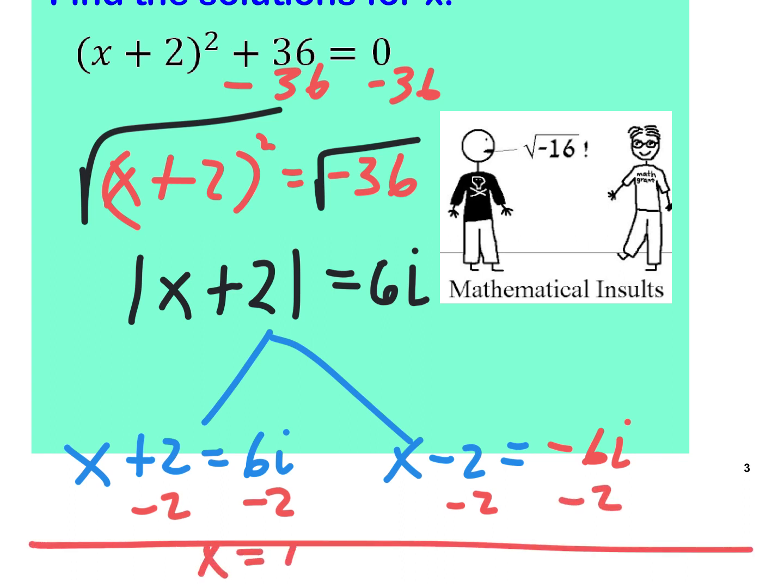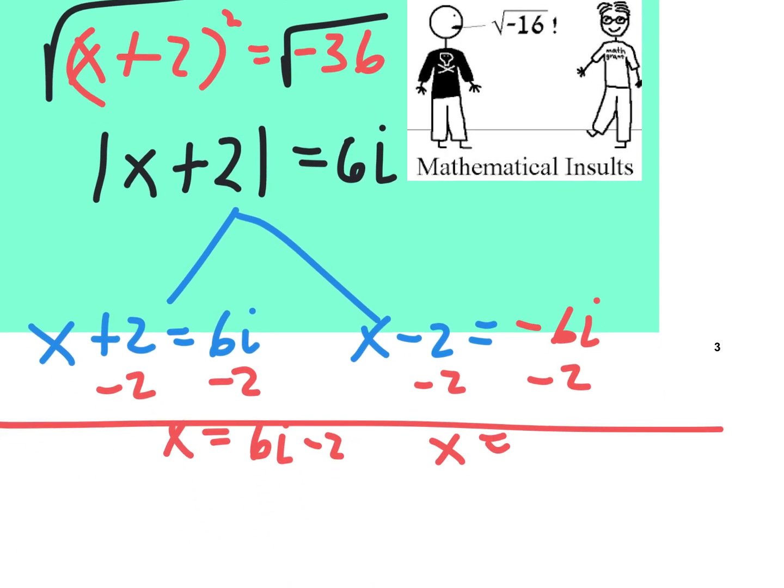X equals 6i minus 2. And x equals, all those two negatives will cancel. No, they won't. It's negative 6i minus 2. But somebody really smart might be able to go negative 2 plus and minus 6i.